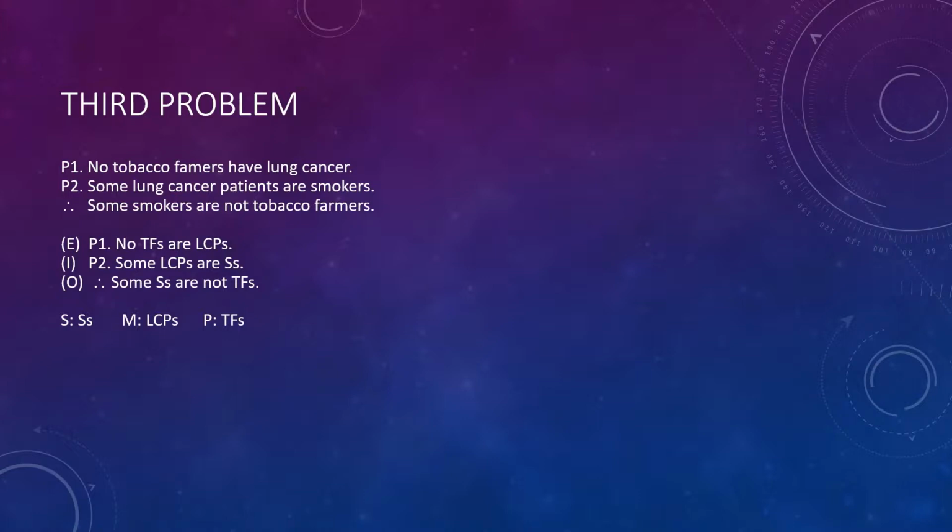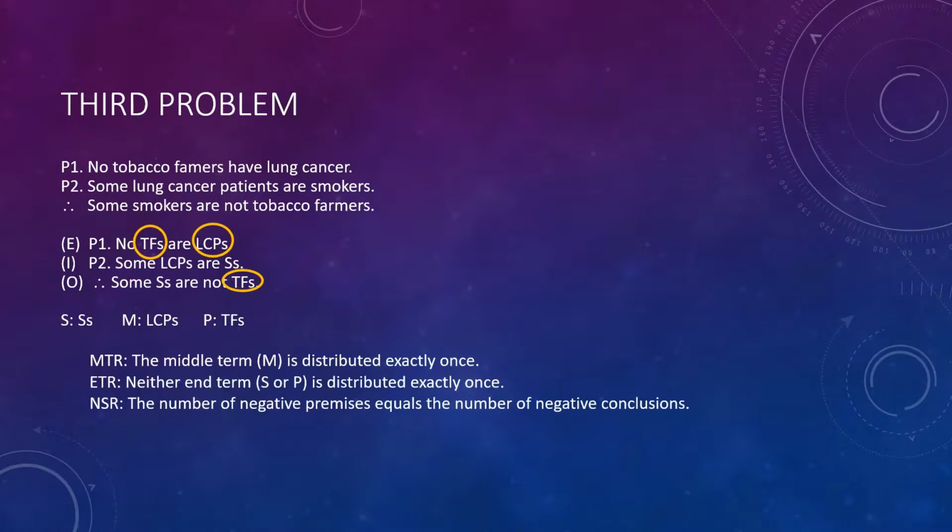Where are our distributed terms? If you look at the first premise, it's an E sentence, so both terms are distributed. The second premise is an I sentence, so neither term is distributed. And the conclusion is an O sentence, so the predicate term is distributed. Let's see how they fare on the three formal rules.